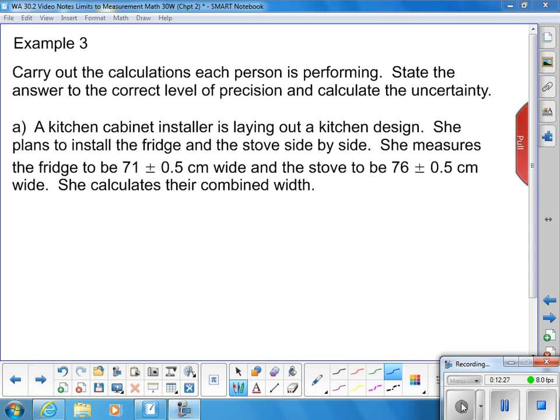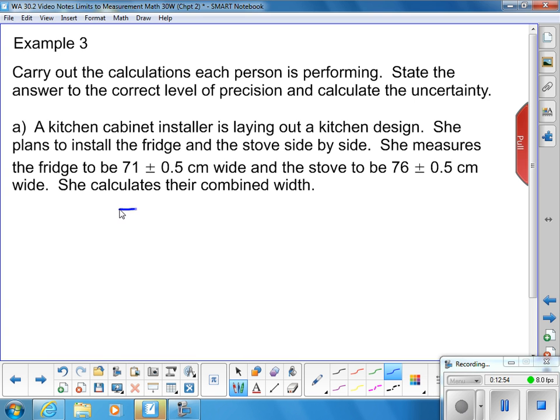Okay, carry out the calculations each person is performing. State the answer in the correct level of precision and calculate the uncertainty. So, kitchen installer is laying out a kitchen design. She plans to install the fridge and stove side by side. She measures the fridge to be 71 plus or minus 0.5 centimeters wide and the stove to be 76 plus or minus 0.5 centimeters.